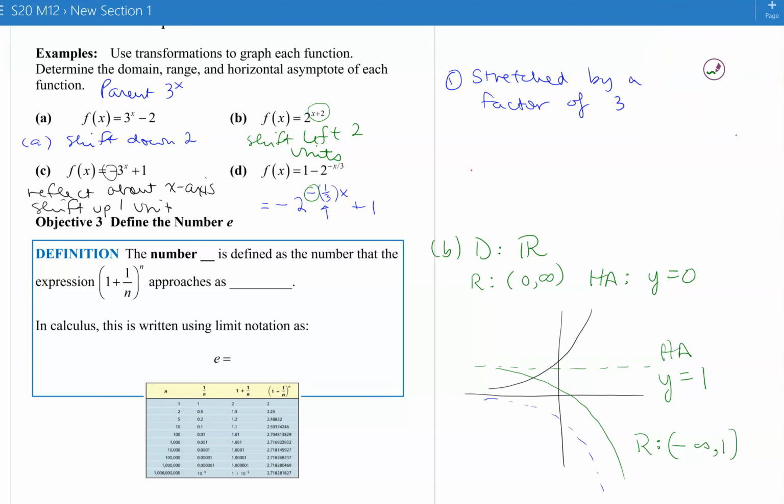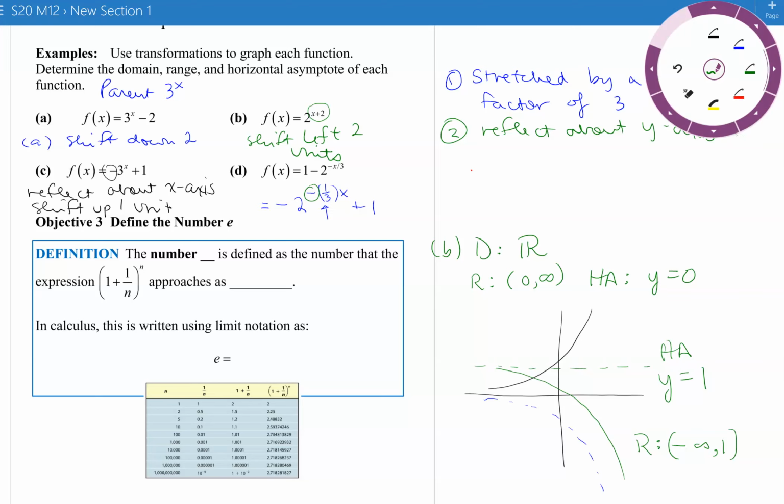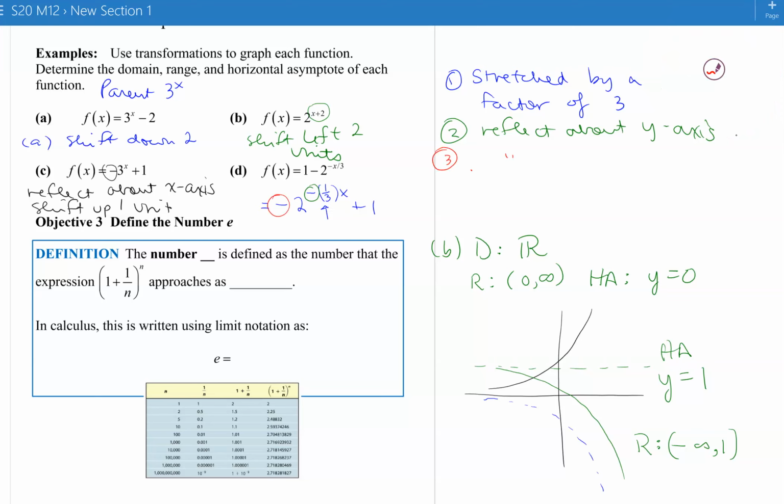Then we have this negative before the function. That's going to reflect about the y-axis. Then the function happens. Then we have this negative out front, and that reflects about the x-axis. And then the last thing we have happening is shift up 1 unit.